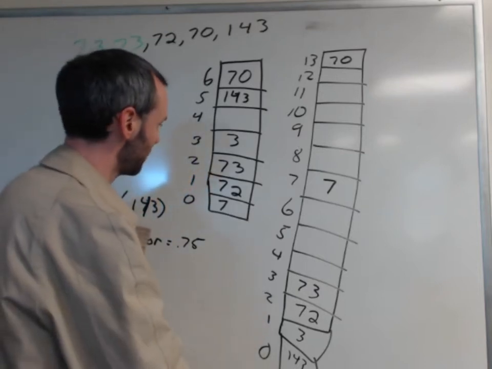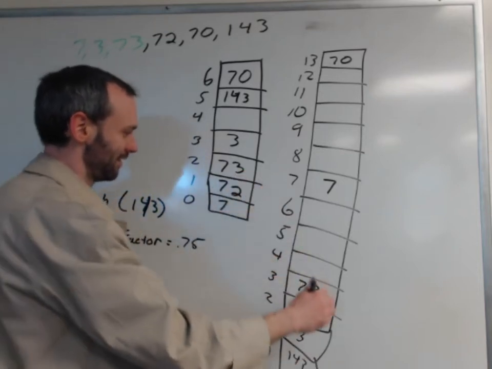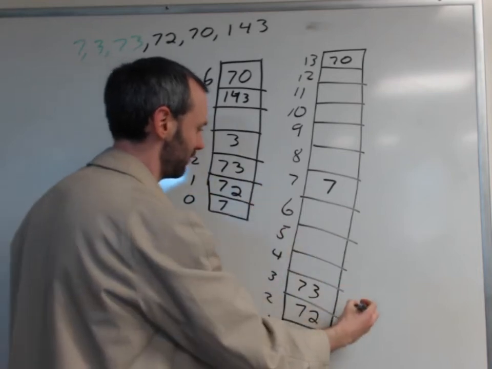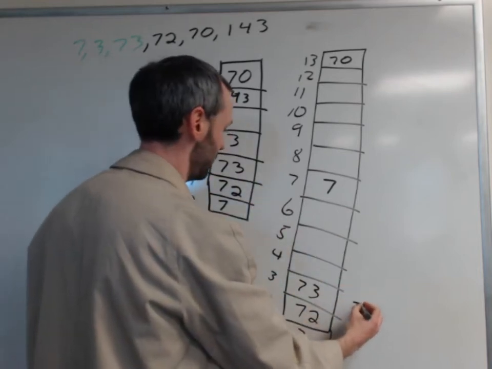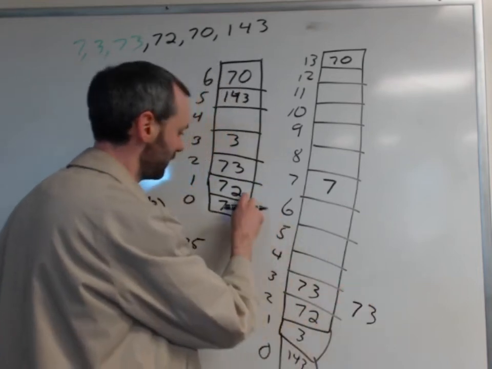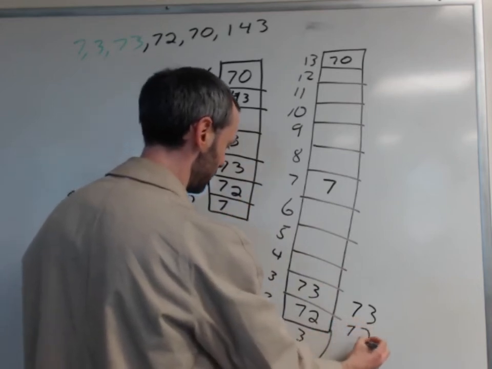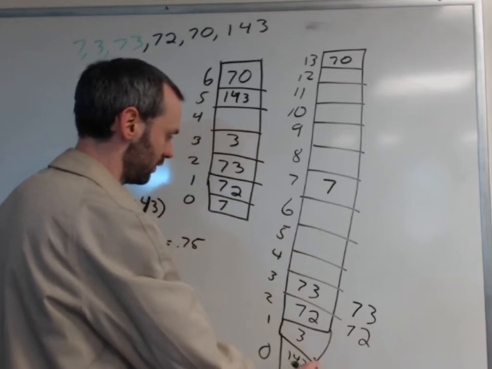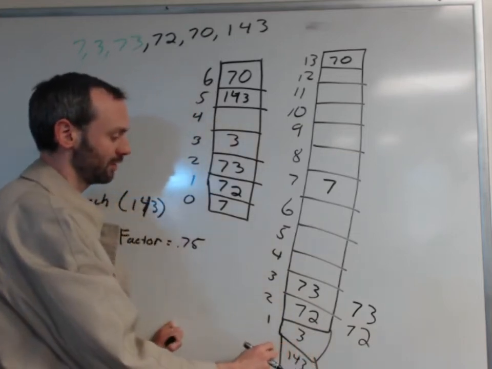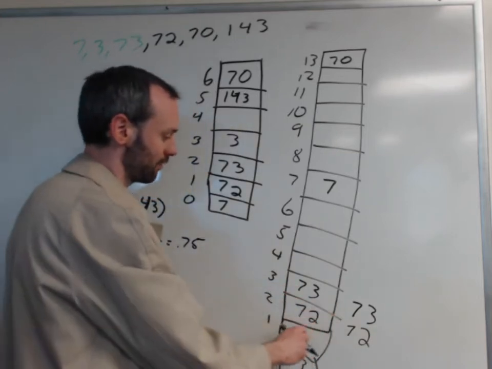let's see, where were we? I just don't want to write these out again. So 73 would still go down here. 72 would still go right here. We're doing quadratic probing, so you're still going to add things.